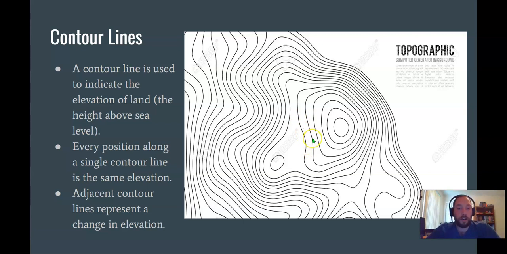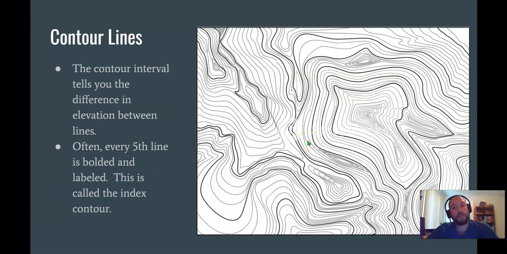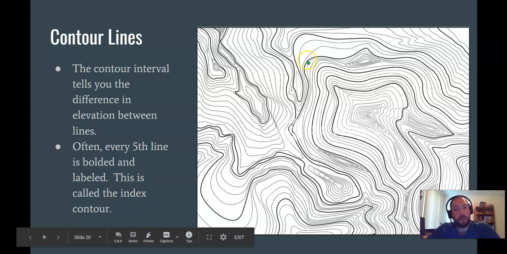So the next line over beside it is going to be either a drop in elevation or an increase in elevation. There's also something known as the contour interval, and this tells you the difference in elevation between lines. Often every 5th line is bolded and labeled, and this is called the index contour. Every bolded line here, they don't have this one labeled, but it helps us visualize every 5th line.